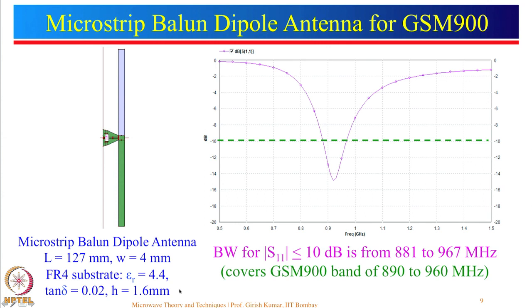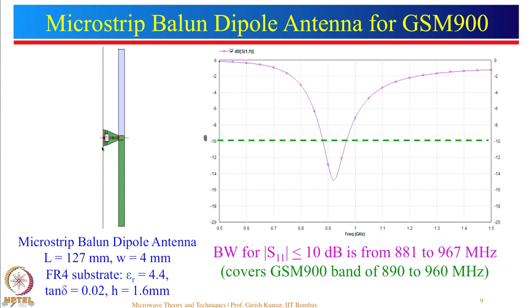by these values. So green portion is printed at the bottom side of the substrate, and this particular portion is printed on the top side of the substrate. Here a coaxial feed is used. So let's see how we have converted this unbalanced to balanced.